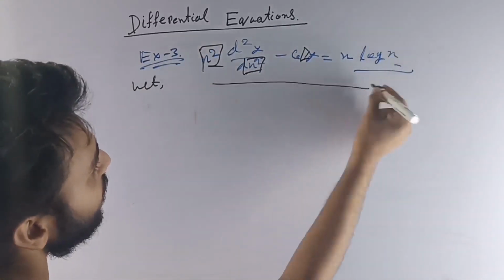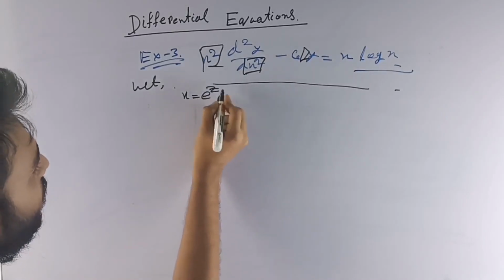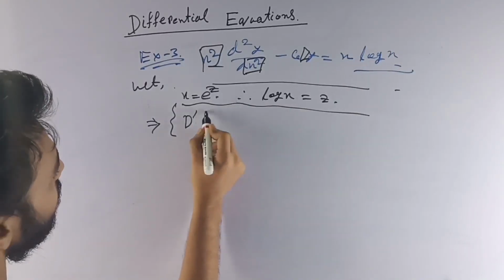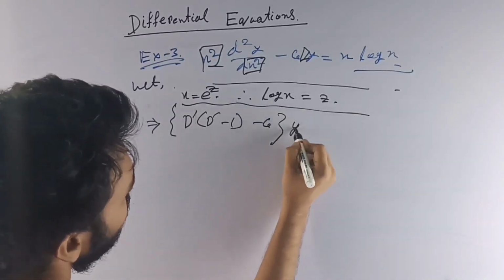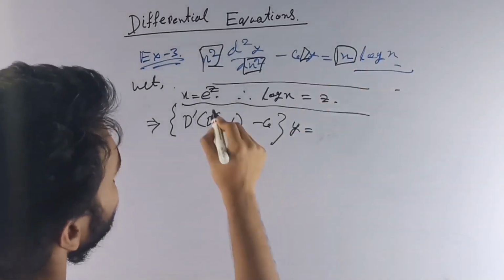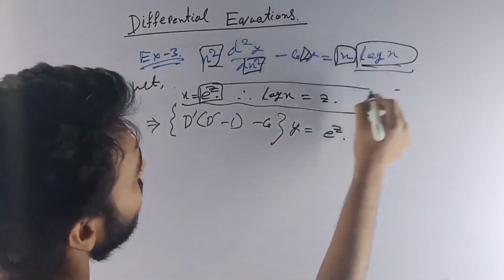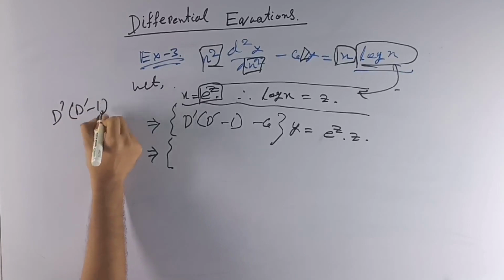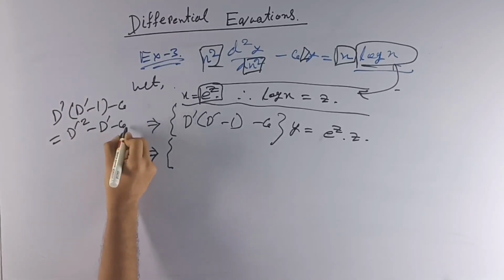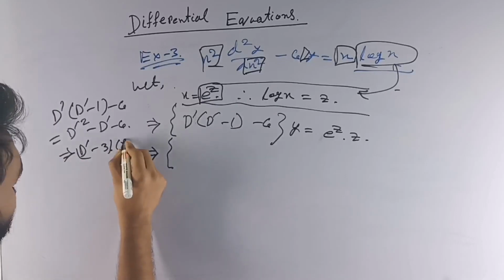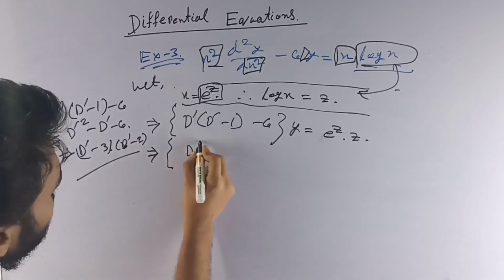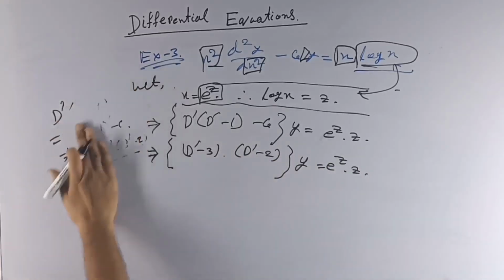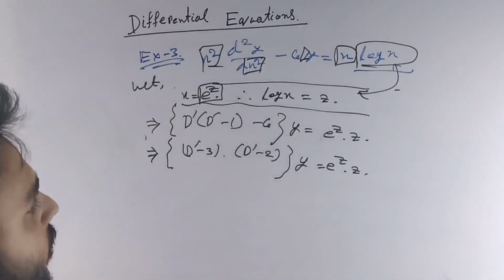Now let x square and 0 of x, that means it's a homogeneous equation. So therefore let x equal e to the power z, that means log x equals z. So now D naught times D naught minus 1 minus 6, that equals y. Now that becomes D naught square minus D naught minus 6, that means D naught minus 3 times D naught minus 2. So therefore D naught minus 3 times D naught minus 2 of y equals e to the power z times z. That's it.